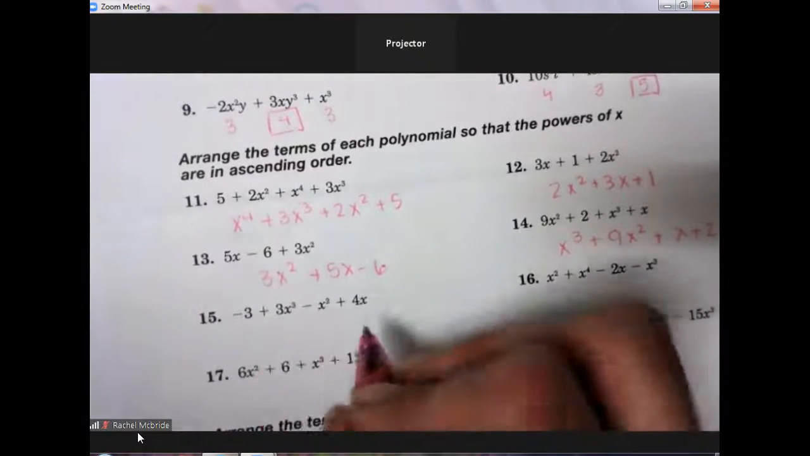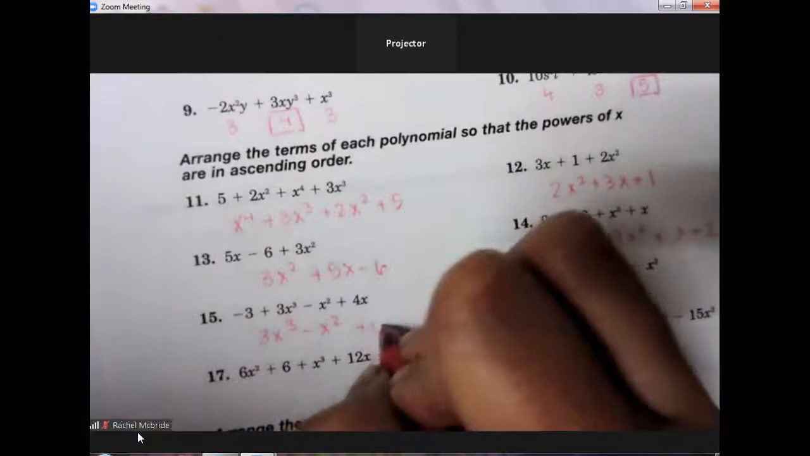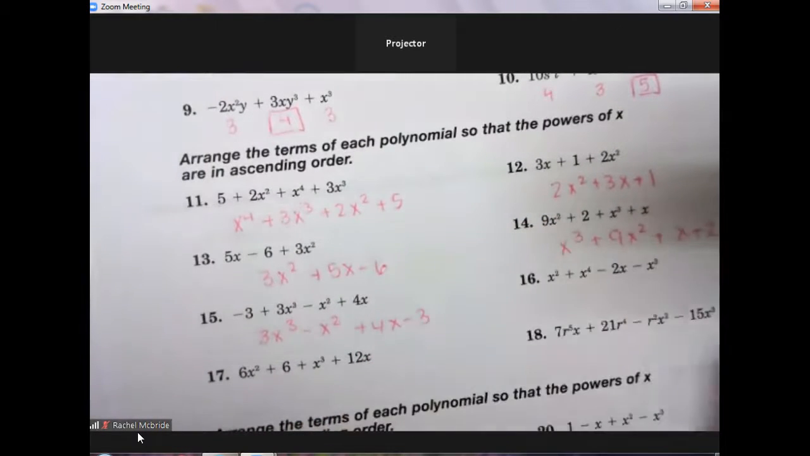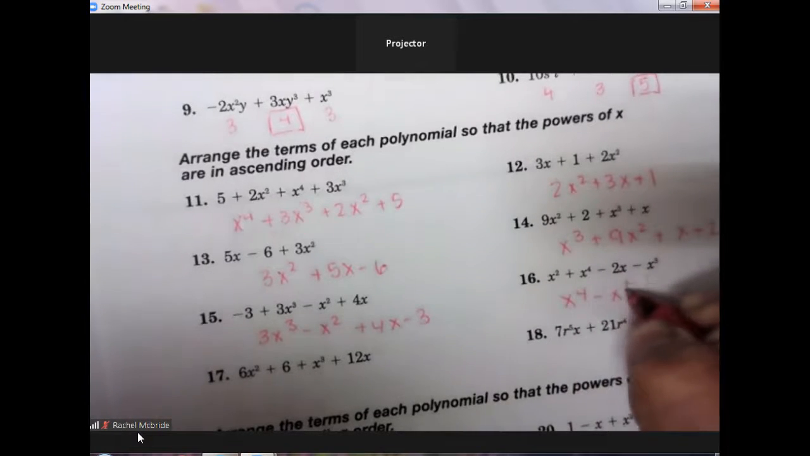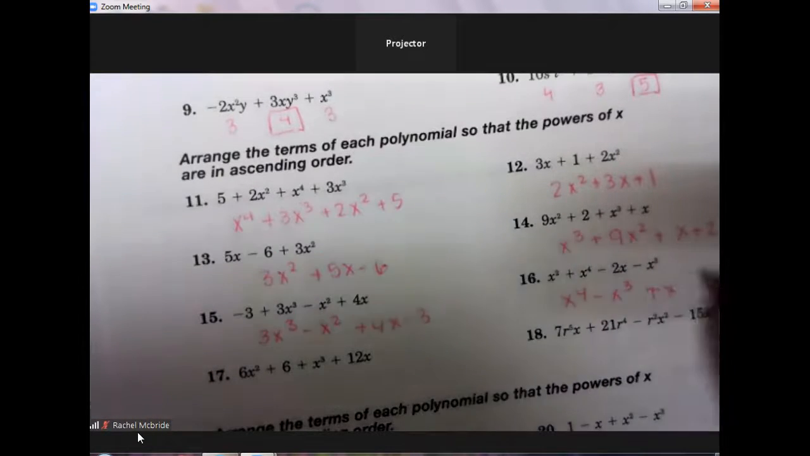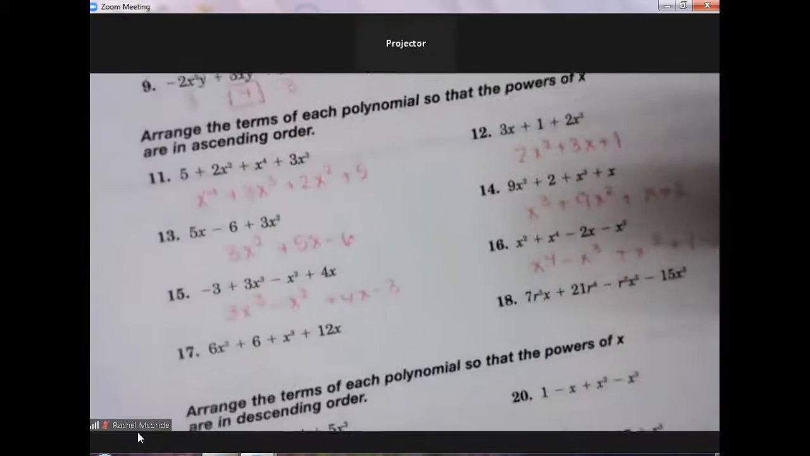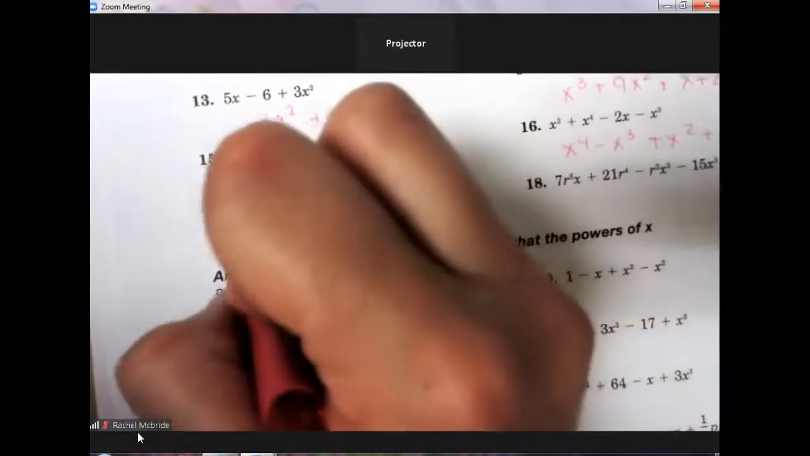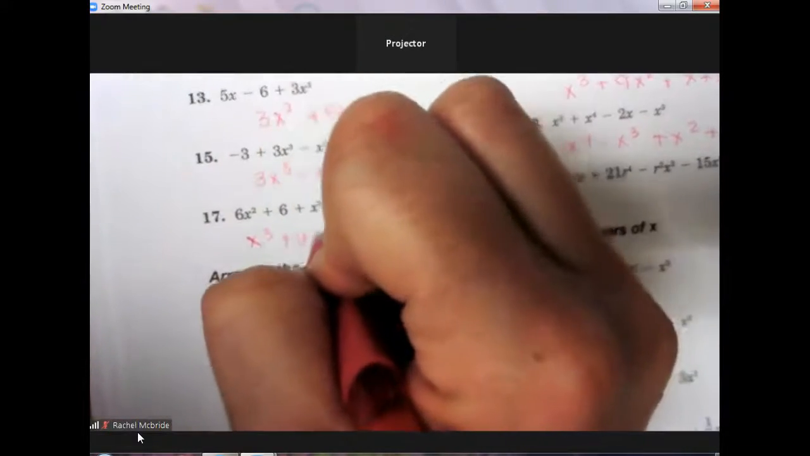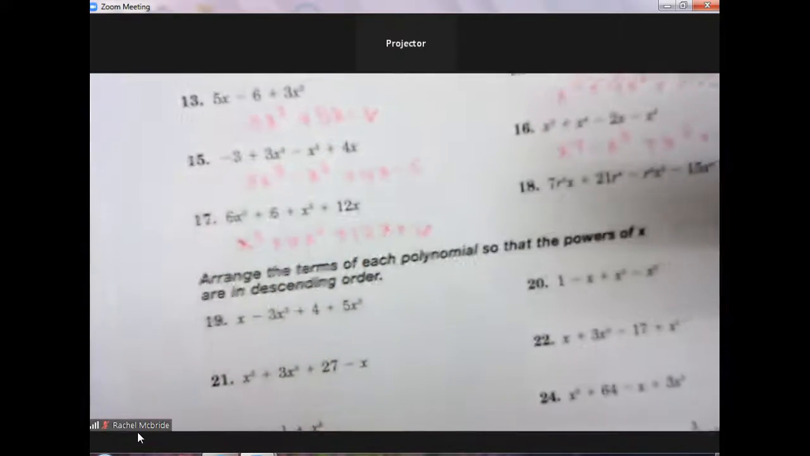And then again over here, 3x cubed minus x squared plus 4x minus 3. And in 16, x to the 4th minus x cubed plus x squared plus a negative 2x. And then in 17, x cubed plus 6x squared plus 12x plus 6.